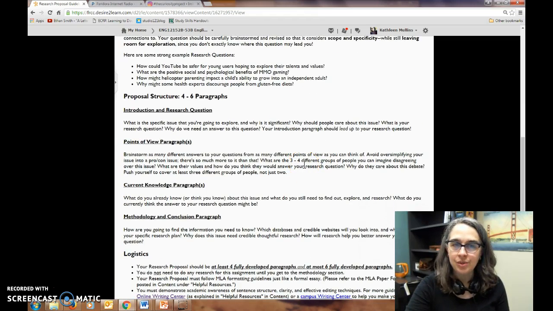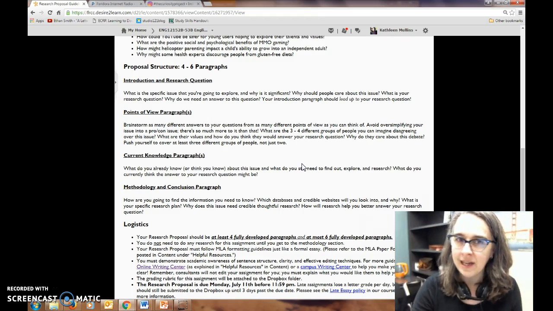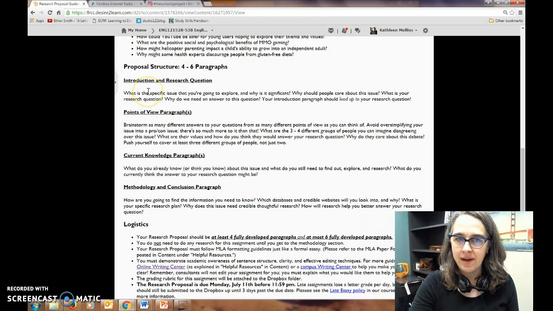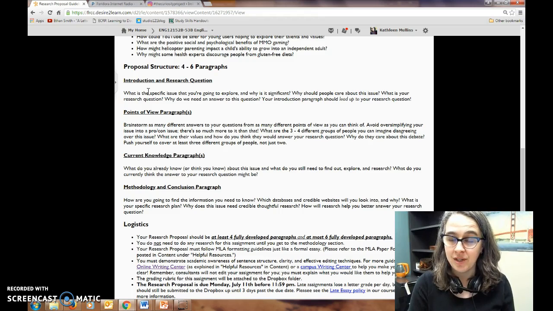So let's look at the actual structure of this assignment. It is 4 to 6 paragraphs, so it is not terribly long. You should have one paragraph of introduction that actually talks about the issue you're going to explore and why you think people should care about it. You should also definitely, in that first paragraph, tell us what your research question is. So you're going to lead up to your research question just like you would lead up to a thesis statement in a traditional essay.